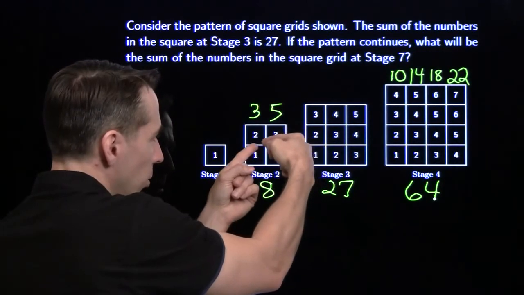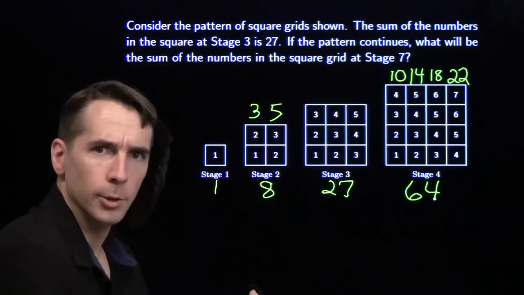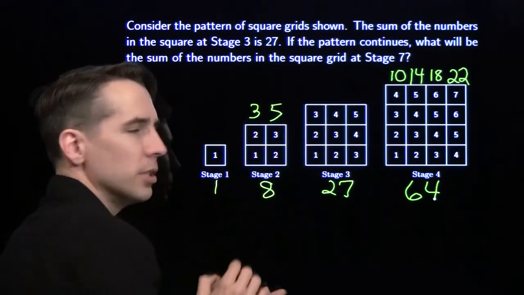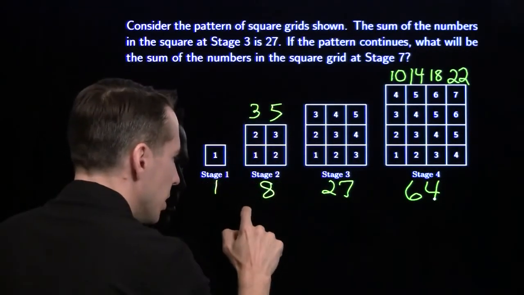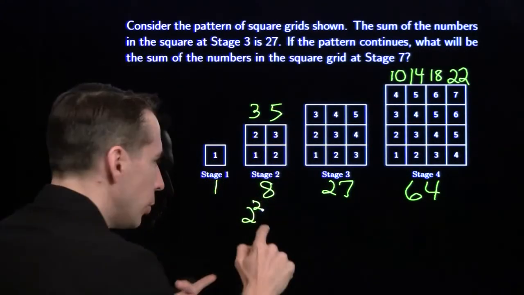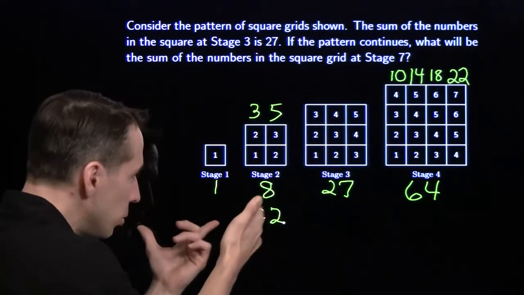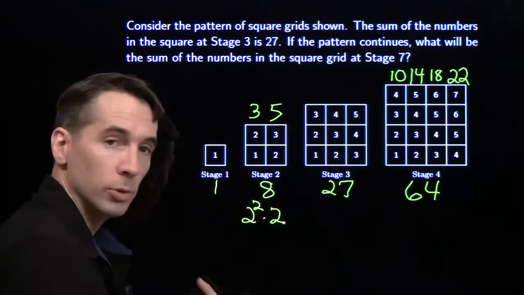1 and 3, well, they average 2. 2 and 2, well, they average to 2. So I've got 4 numbers in this grid. It's 2 squared numbers in this grid, because it's a 2 by 2 grid, that average to 2. So the sum of all those numbers has to be 2 squared times 2, which is 2 cubed.